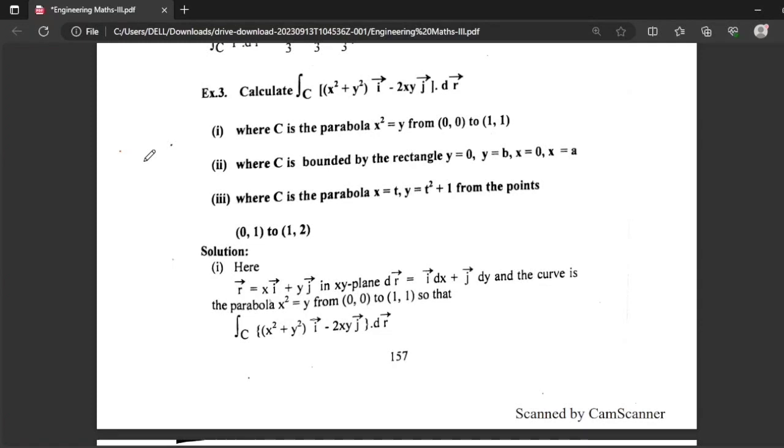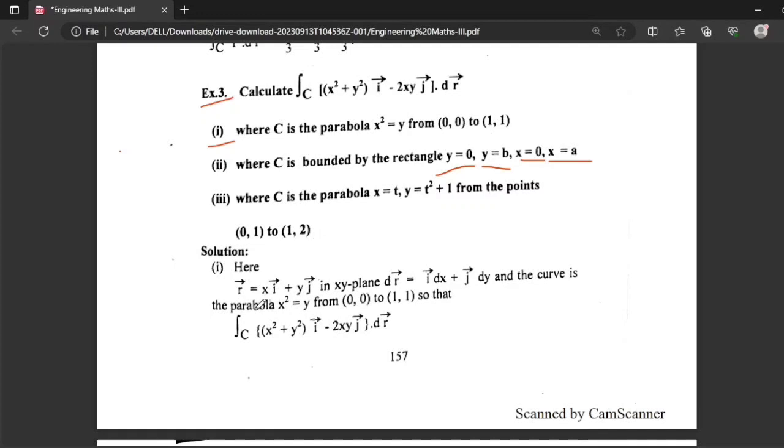So in question number 3, calculate the line integral of (x square plus y square) i vector minus 2xy j vector dot dr vector, where in the first case C is the parabola x square equals y from (0,0) to (1,1), and the second case is C bounded by the rectangle y equals 0, y equals b, x equals 0 and x equals a, and the third case is the parabola in the parametric form x equals t and y equals t square plus 1 from point (0,1) to (1,2).